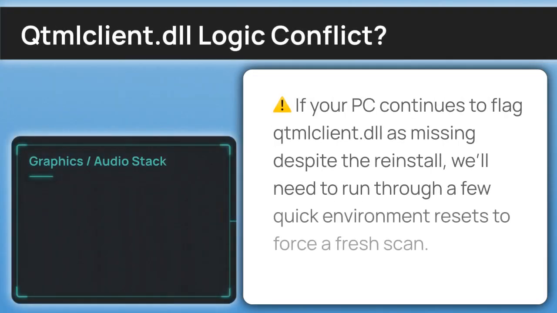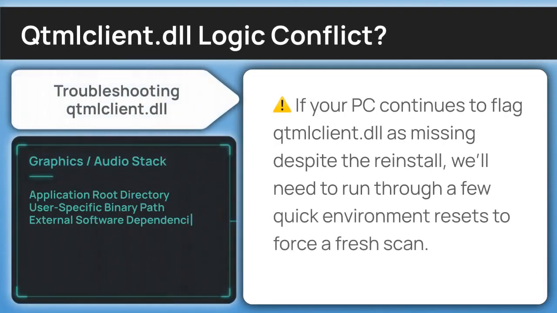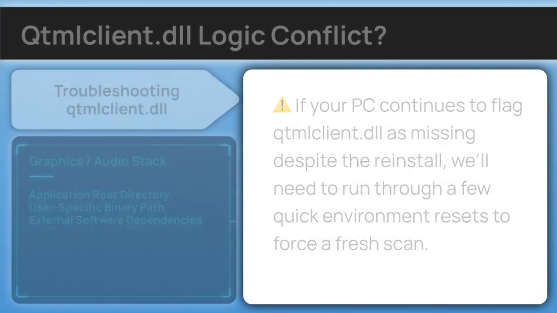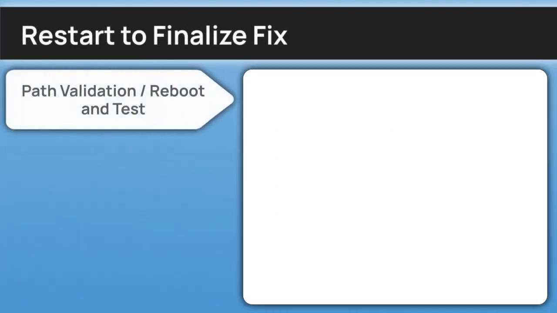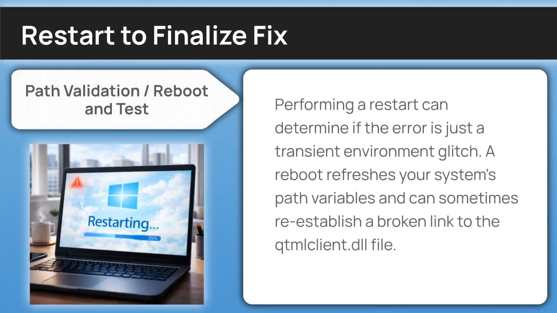If no luck was had with the redistributable package, we will escalate the fix by performing a targeted reset of the system state. A standard reboot clears out temporary memory conflicts and gives the Windows loader another chance to properly register the Qtml Client Library component during startup.